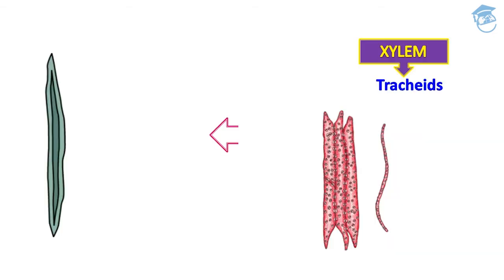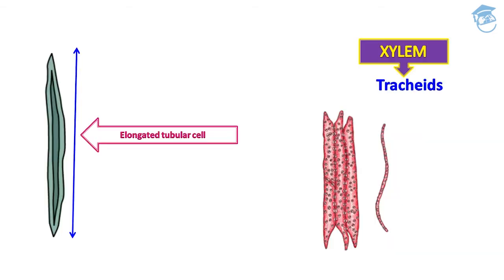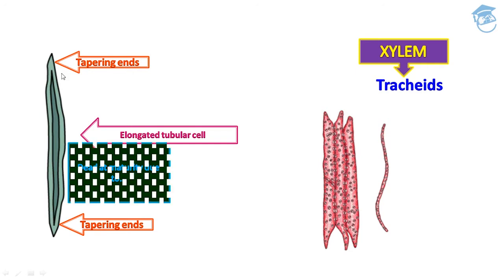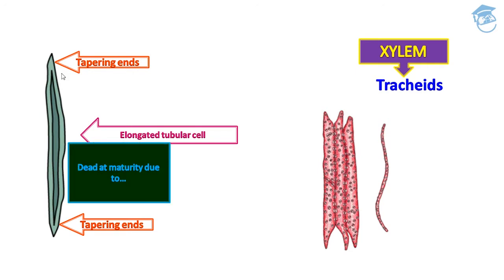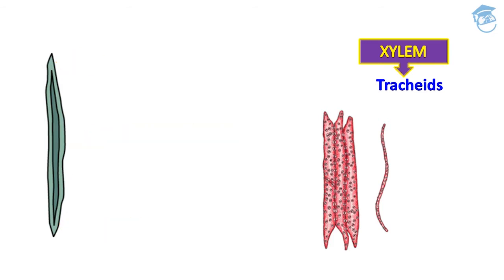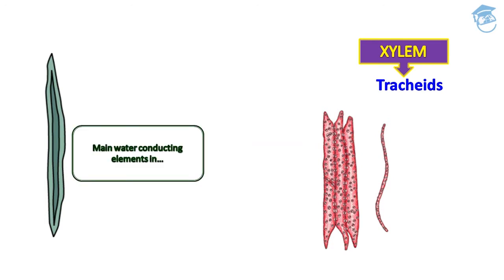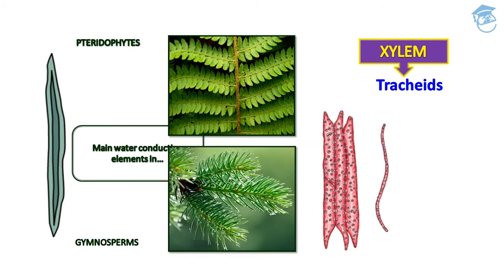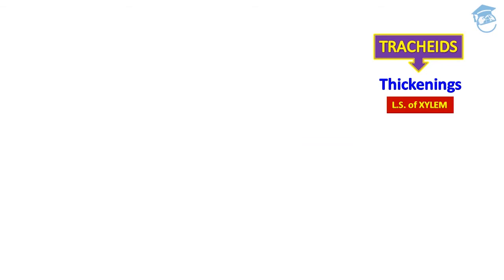These are the tracheids that have elongated tubular cells with tapering ends. As you can see, it has tapering ends, and they are dead at maturity due to lignin deposition. Because of the lignin deposition, they are dead, or they are sclerenchymatous fibers. They are the main water conducting elements in pteridophytes and in gymnosperms. Now we'll talk about the secondary cell wall thickening which is present in tracheid.